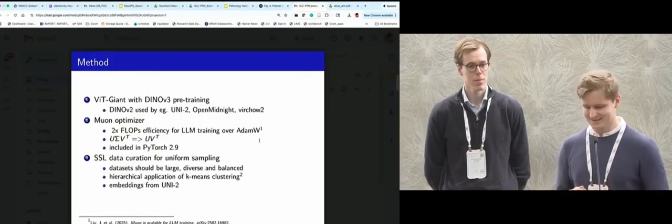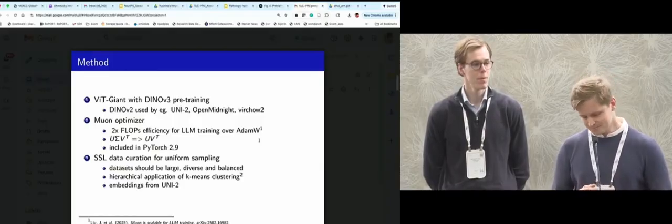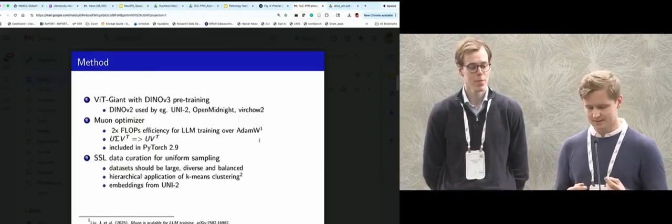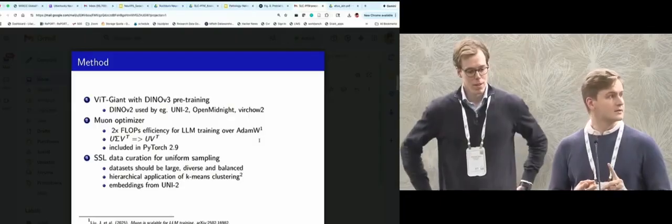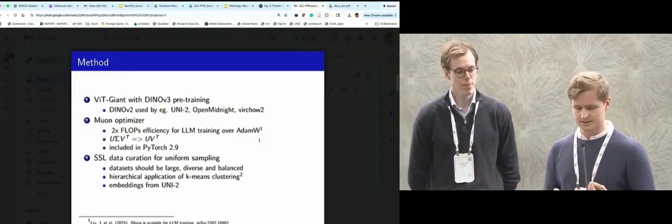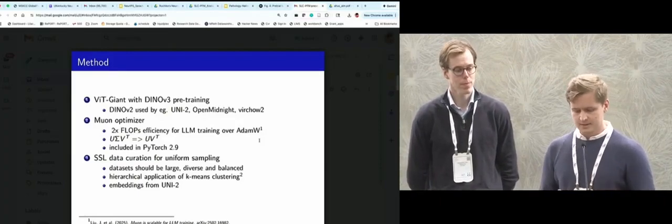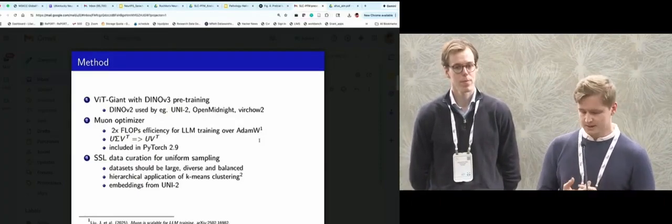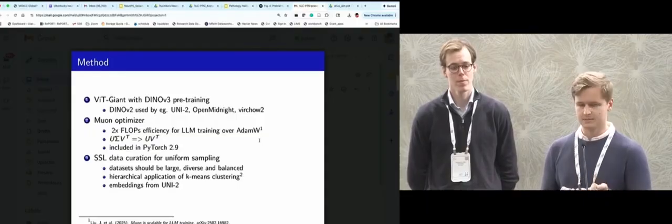So we thought, okay, that's interesting. Let's try it out. So we trained a ViT-giant on Dino v3. And secondly, we have tried Muon with great success. It's an optimizer that has twice the flop efficiency in LLM training over Adam.